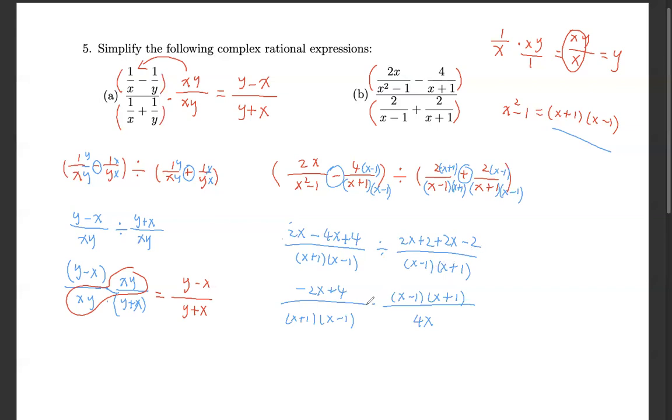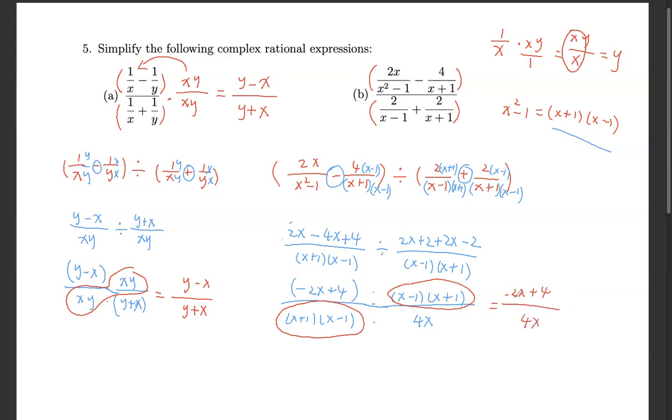So now multiplication, which is multiply numerator with the numerator, denominator with the denominator. So we see x minus 1, x plus 1 in the numerator, the same thing, x plus 1, x minus 1 in the denominator. They cancel to be 1. Now we're left with -2x plus 4 divided by 4x.